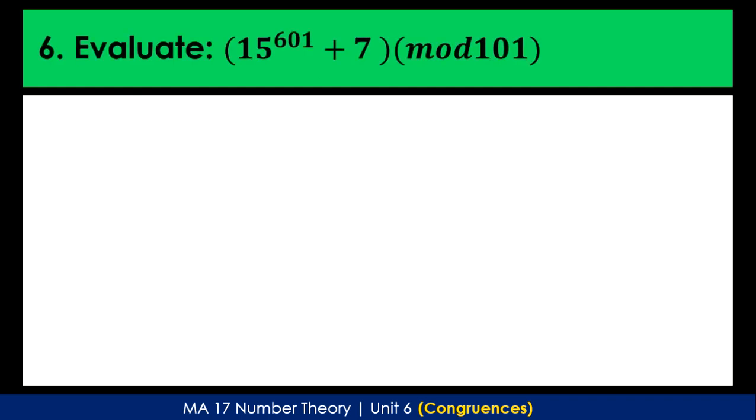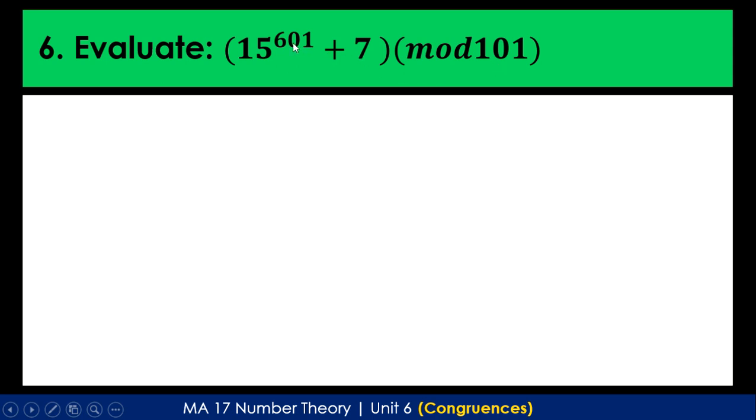Let's have the next one, example number 6. Let's try to evaluate 15 raised to 601 plus 7 modulo 101. Again, let's verify. Let's start first with 15 raised to 601. Disregard that 7 first, and let's focus on 15 raised to 601 modulo 101.